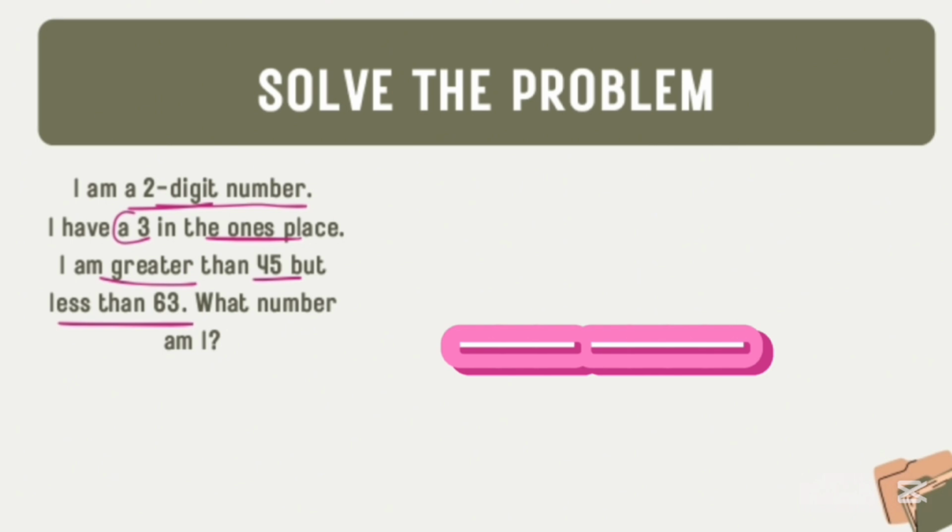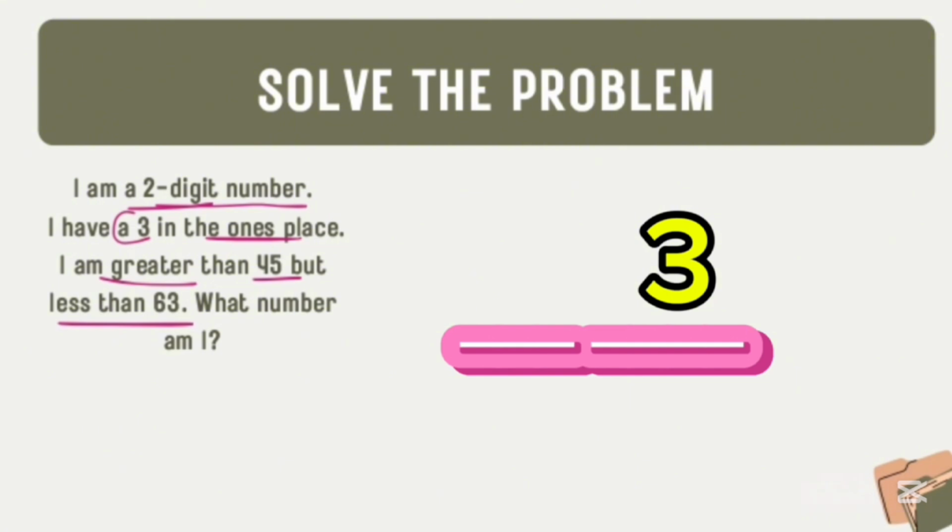And I am greater than 45 but less than 63. What number am I? And that the number will be more than 45. In this instance, we're searching for numbers that are below 63 but in the tens place before. Okay, so let's move this number 3 to the ones place now.